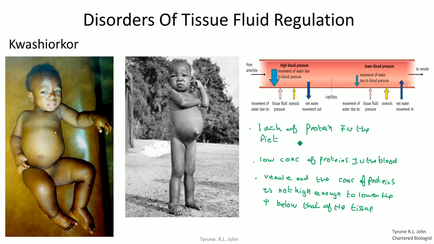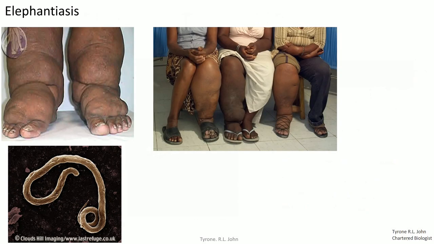But there is another one. Now again, the next slide is going to show you pictures of people suffering from a disease. Okay, so be warned. Okay, you may not like the images you're about to see. They're of people's legs, really, suffering from a condition known as elephantiasis. Okay, sometimes known as lymphatic filariasis. Okay, so here are the pictures.